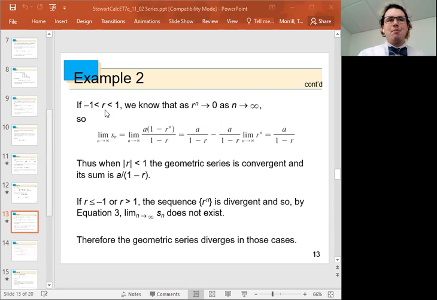So if r is between -1 and 1, or you might say if the absolute value of r is strictly less than 1, then this limit, the limit of the partial sums, will tend towards the value of a divided by 1 minus r. So this r to the n, maybe this is a half, and then it's a quarter, and then it's an eighth, and then it's a 16th, and so on. So that will tend to 0. I'll have a times 1 minus 0 divided by 1 minus r.